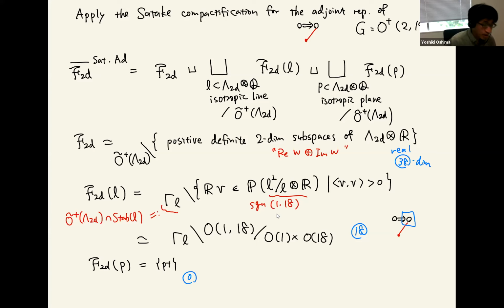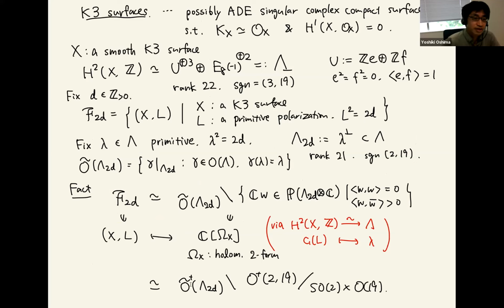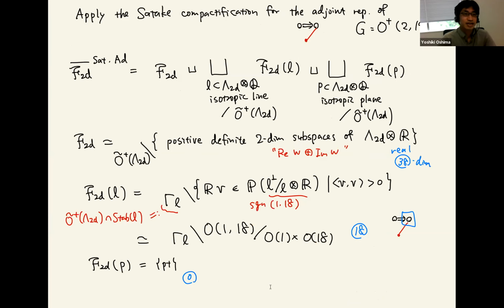And we now apply the Satake compactification. So F2D is isomorphic to some locally Riemannian symmetric space. So we can apply Satake compactification and take the adjoint representation as a tau. Then we get the following stratification for such a compactification. This is a union of F2D and the boundary, and there are two types of boundaries, F2DL and F2DP.